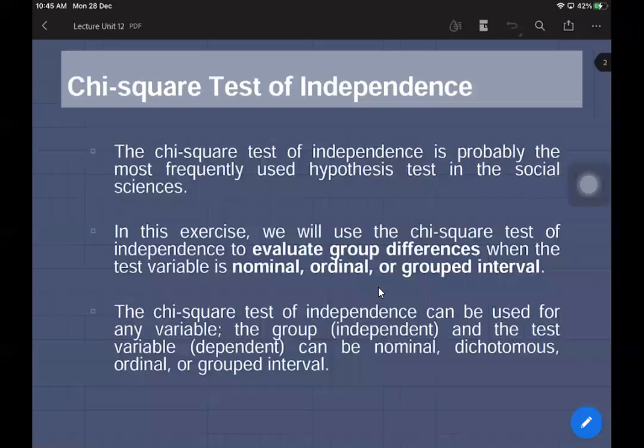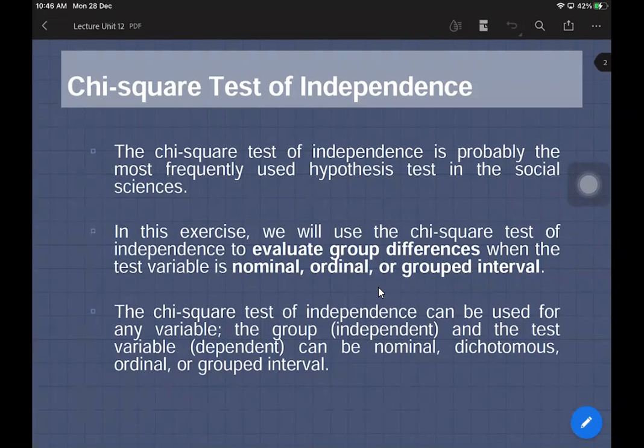Chi-square test of independence is probably the most frequently used hypothesis test in social sciences. It is a hypothesis test between two qualitative variables. I repeat, qualitative variables. In this exercise, we will use the chi-square test of independence to evaluate group differences when the test variable is nominal or ordinal or group interval.